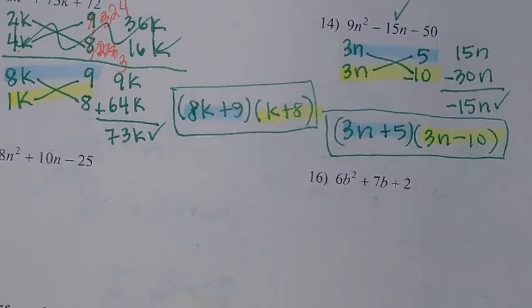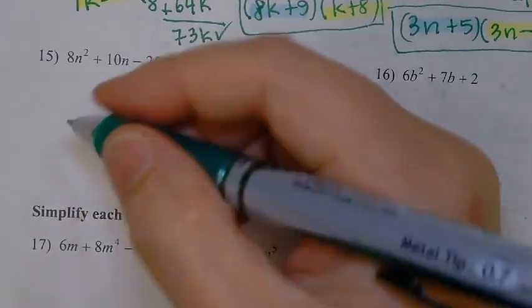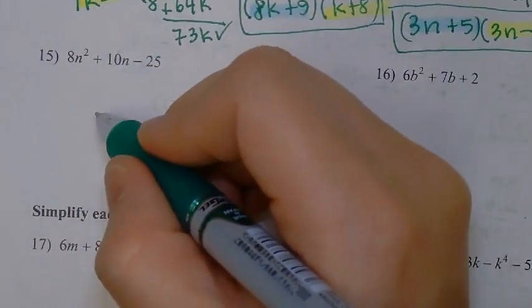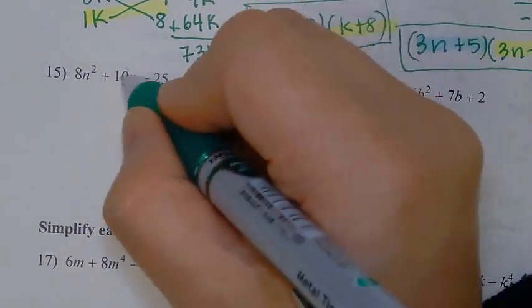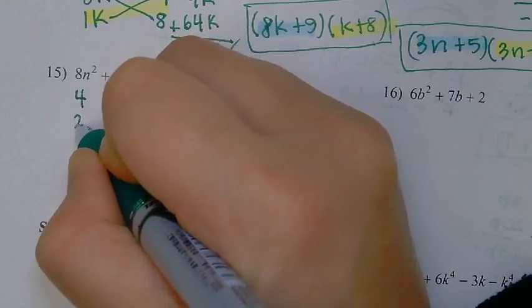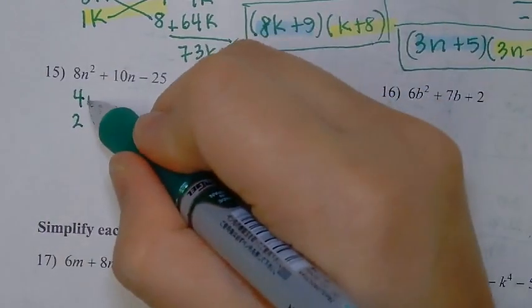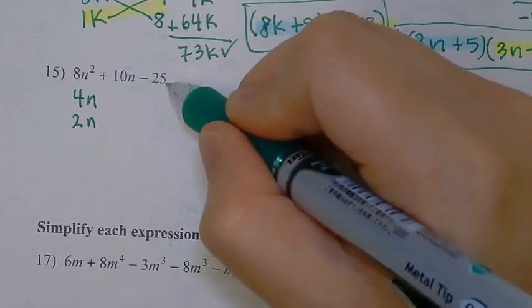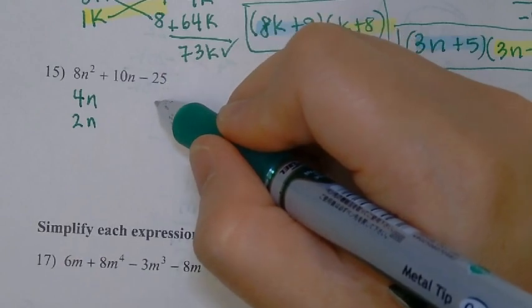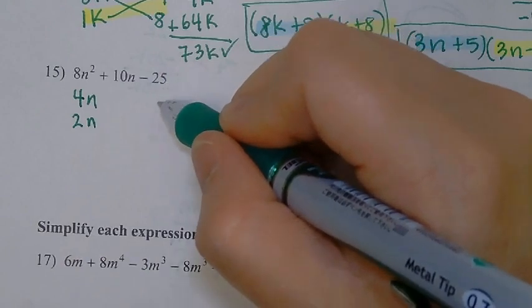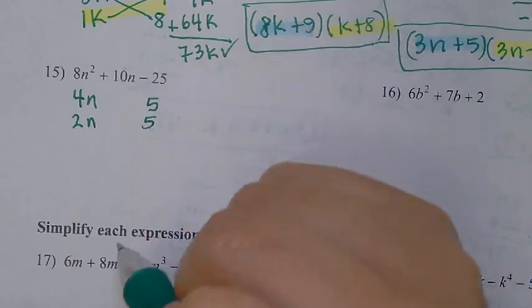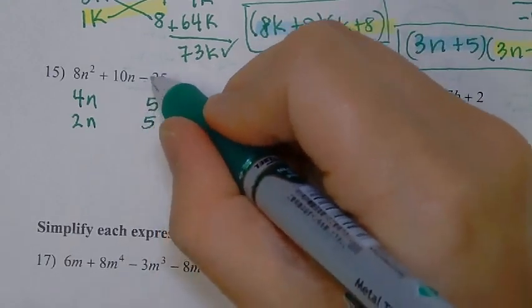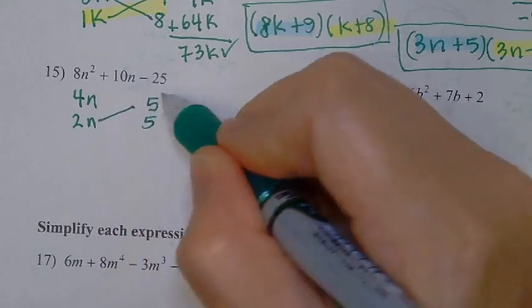Something satisfying about boxing the answer. All right, so we have 8n is going to be, shall we try 4 and 2 again? These are smaller numbers, so I'm going to just stick with 4 and 2 this time. N. And then 25, shall we go 5 and 5? Do 5 and 5. Oh, yeah, it might work. It just might work. 5 times 5 is 25. We know one of them is going to be negative because that's negative. We'll find out which one.